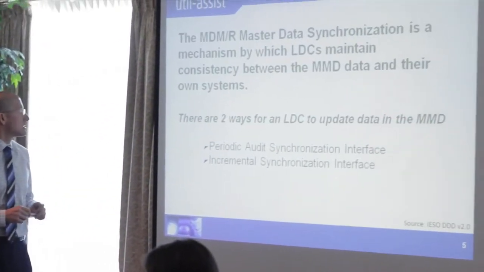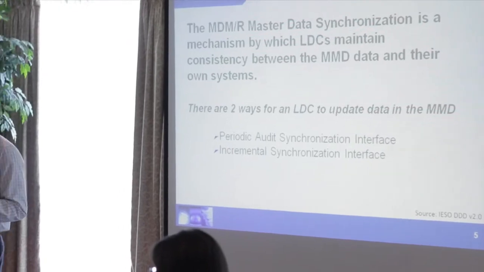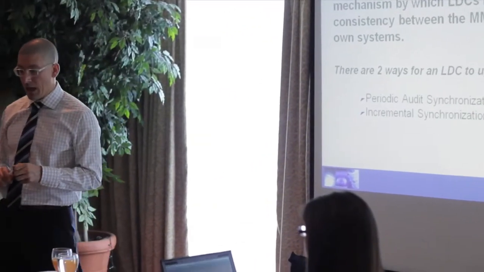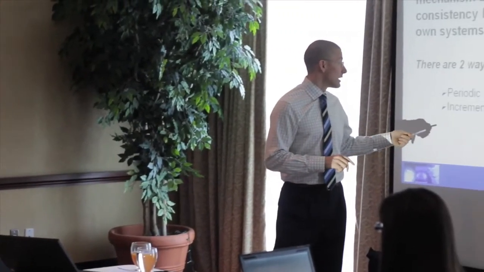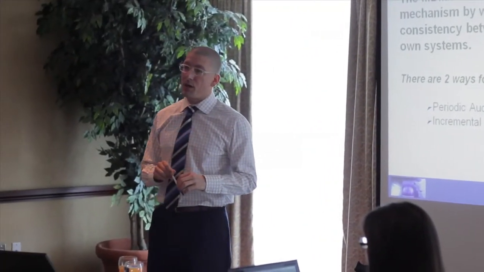This is one slide that did have to change, probably since the last time I talked to you guys. There are now 2 ways to update meter master data. MMD is meter master data in the MDMR. Previously this would have said 3 ways. You could get into the graphical user interface and change synchronization data. They've locked that down, you can't do that anymore. You have to do all your synchronization through the interface files. So there are 2 ways.